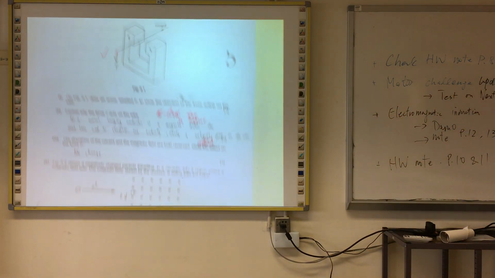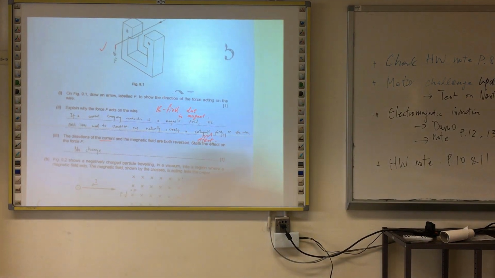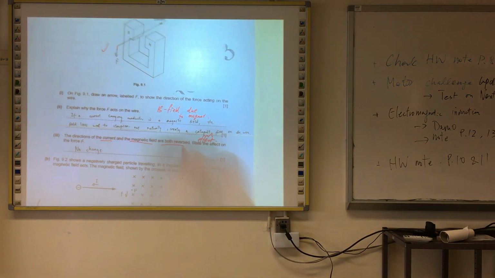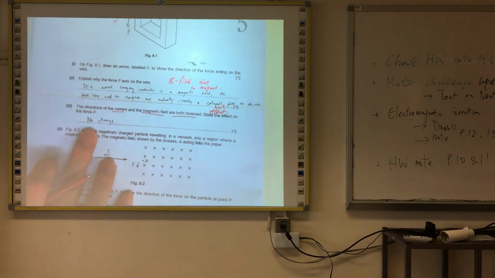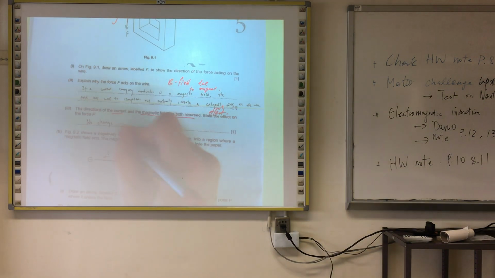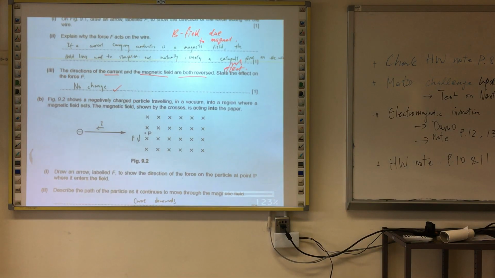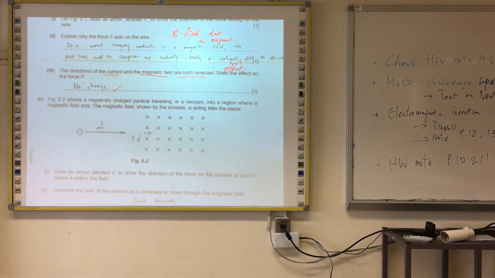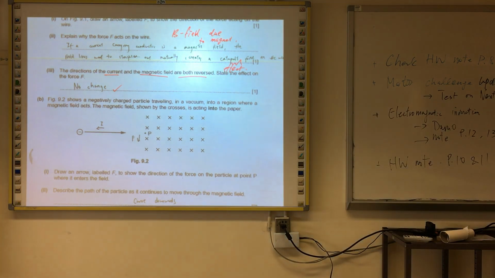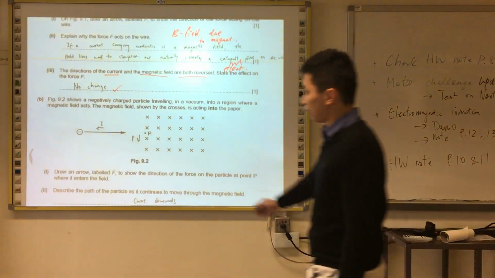Number three, the direction of current and B field are both reversed. Is there no change? The answer is yes, no change, because both of them reverse at the same time. Part B asks you to draw the force at point P when this is negative. Negative is what?